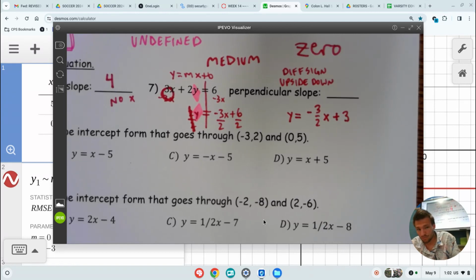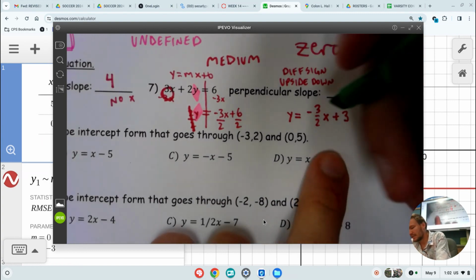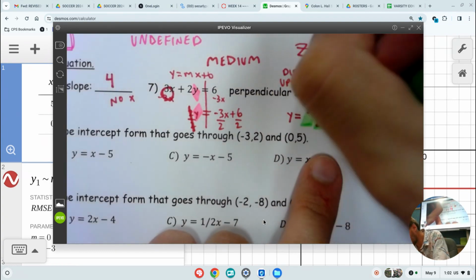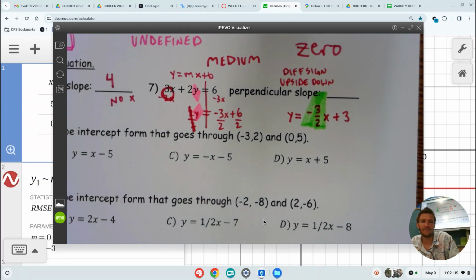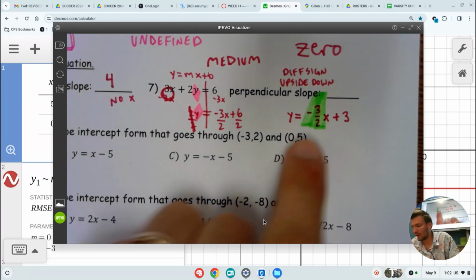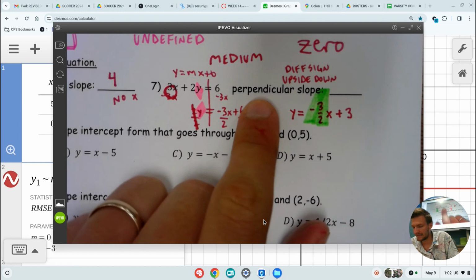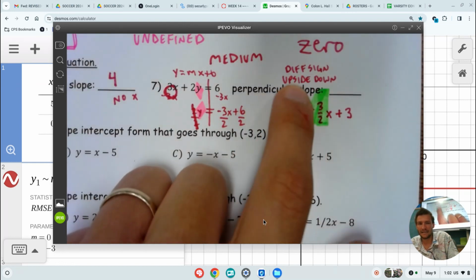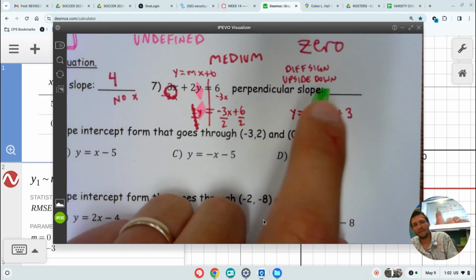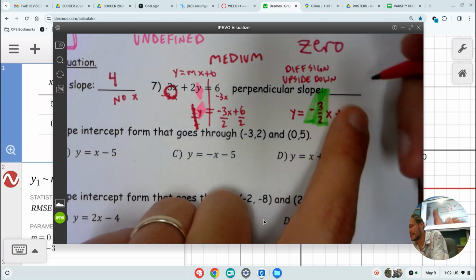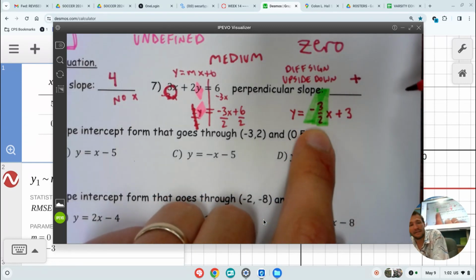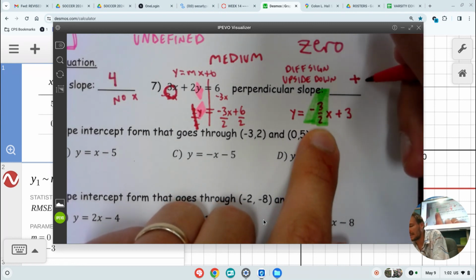So now, we want the perpendicular slope. We're looking at the slope, negative 3/2, but we don't want the parallel slope. We don't want to clone the slope. We want to make the opposite. So, perpendicular, different sign, upside down. This one's negative, so the perpendicular should be positive. This one's 3 on top of 2. The answer is 2 on top of 3.